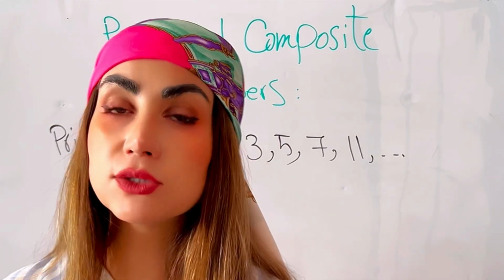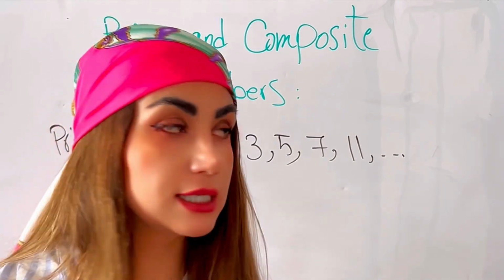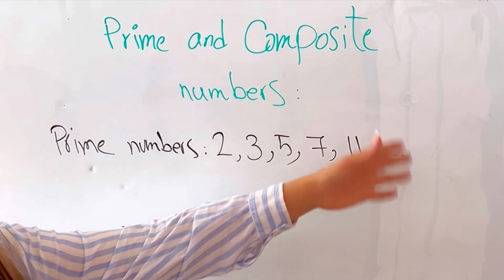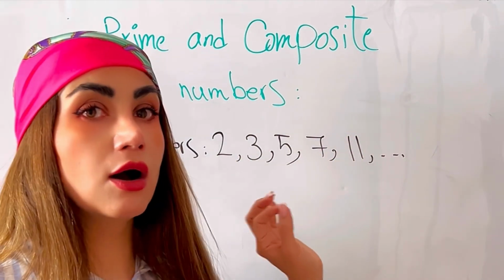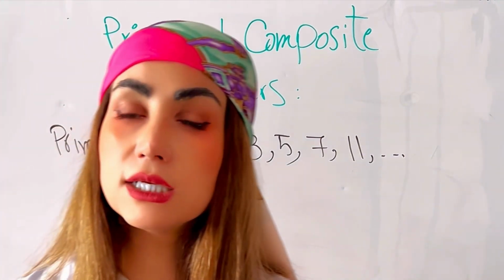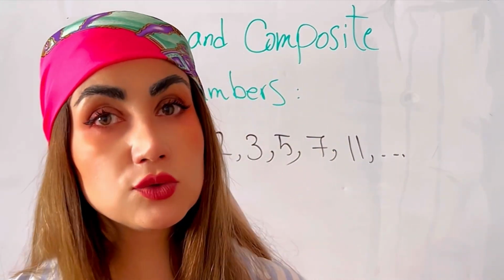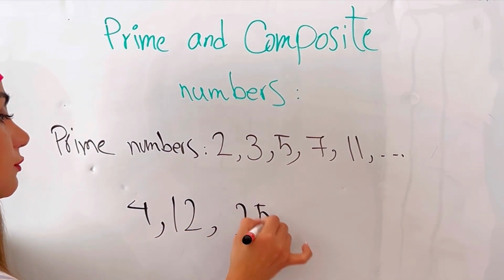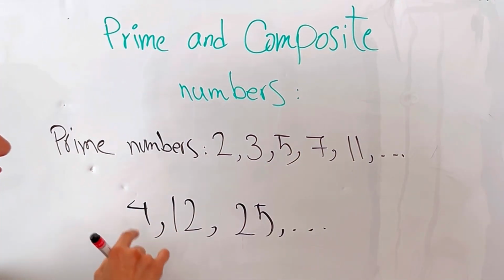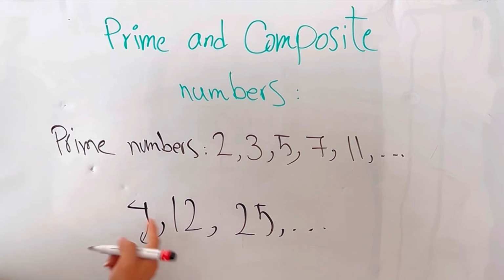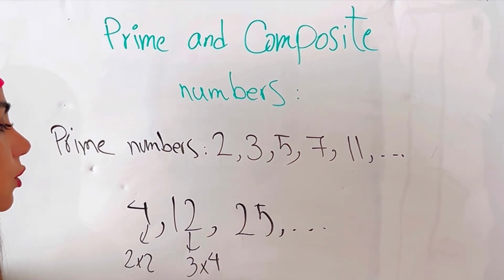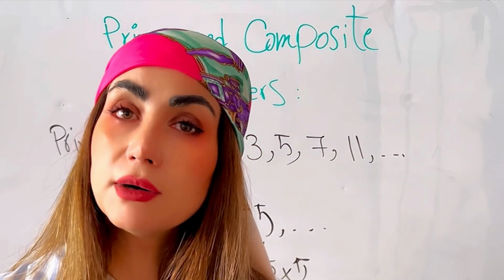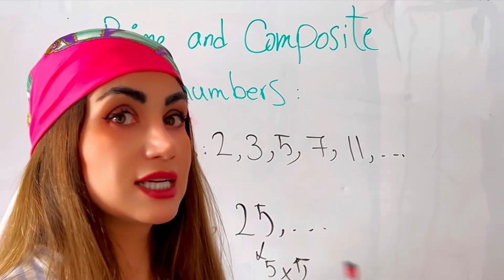A prime number has only 2 factors, 1 and itself. As an example, prime numbers are 2, 3, 5, 7, 11, and so on. And all of them are odd except 2. And a composite number has more than 2 factors, like 4, 12, 25, and so on. Because, as an example, you can write 2 times 2, or 3 times 4, 5 times 5, and they have more than 2 factors. Remember, 1 is not prime or composite, it's a special number.